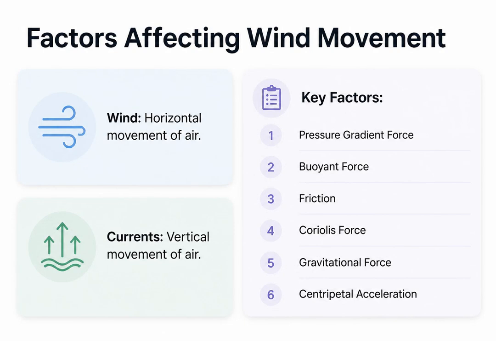It's important to distinguish between wind, which is the horizontal movement of air, and currents, which refer to vertical movement. The horizontal winds we feel every day are governed by a complex interplay of several forces: the pressure gradient force, buoyant force, friction, the Coriolis force, gravity, and centripetal acceleration. Let's break these down one by one.